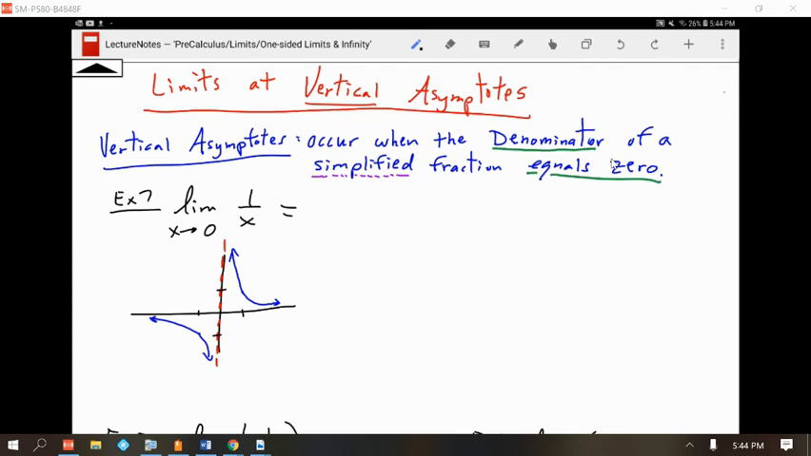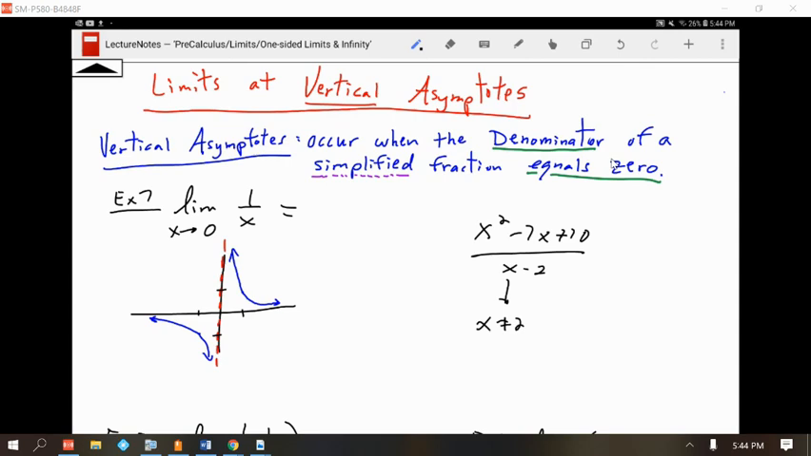Okay, so vertical asymptotes occur when the denominator of a simplified fraction equals 0. The fraction has to be simplified. Okay, like the example that we just saw up there earlier. Remember, x squared minus 7x plus 10 over x minus 2. Okay, what's happening here is x cannot equal 2. If you let x equal 2, you get 0 in the denominator.